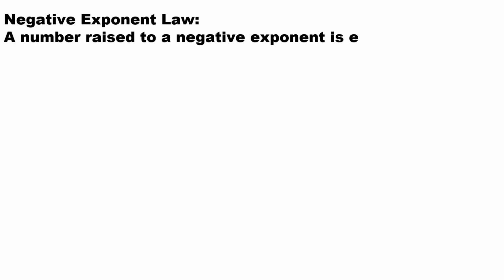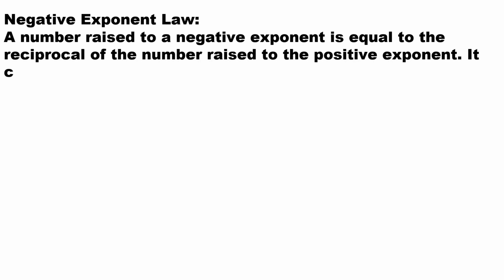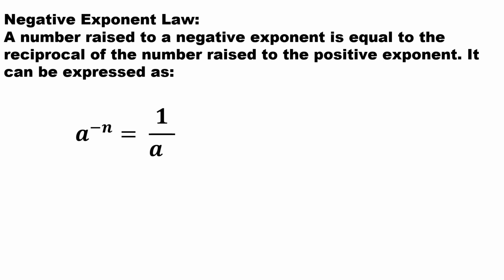7. Negative exponent law. A number raised to a negative exponent is equal to the reciprocal of the number raised to the positive exponent. It can be expressed as a^(-n) equal to 1 divided by a^n.